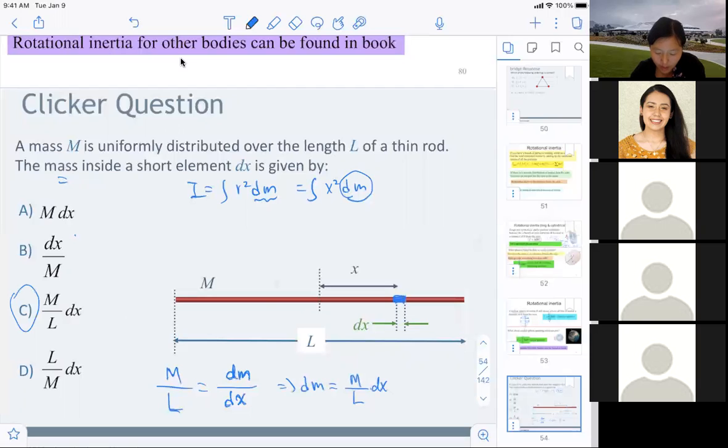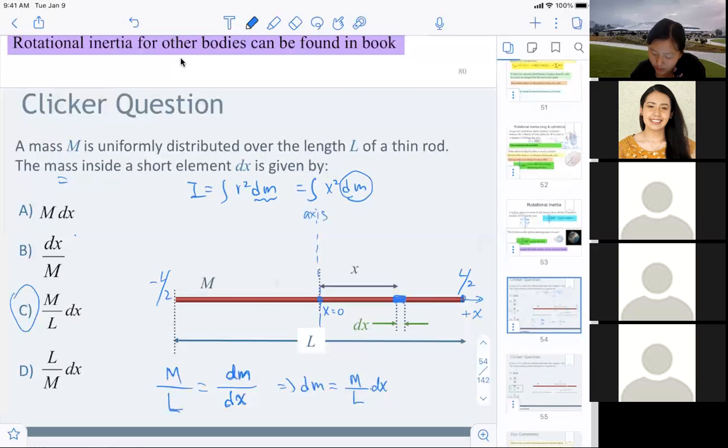Very good job. Having set this up, we can calculate the rotational inertia for a rod. Again, we're trying to derive a formula relative to the center. So this is my axis of rotation. If the entire distance is L, this side is negative L over 2, this is x equals 0, and here is positive L over 2. This is my setup of coordinates.